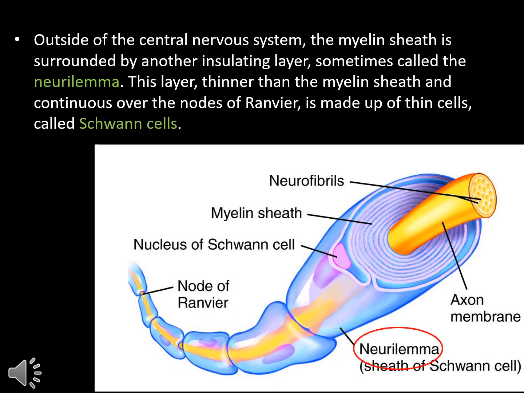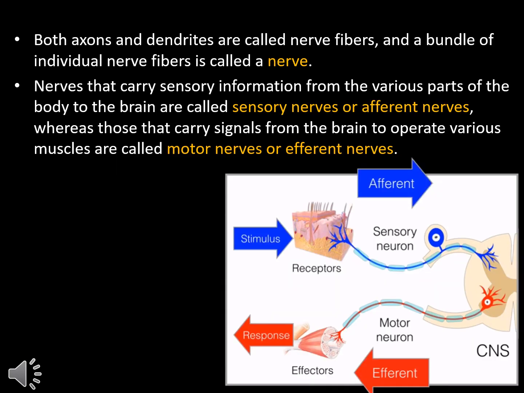Outside of the central nervous system, the myelin sheath is surrounded by another insulating layer called neurilemma. This layer is thinner than the myelin sheath and continuous over the nodes of Ranvier. It is made up of thin cells called Schwann cells. Both axons and dendrites are called nerve fibers, and a bundle of individual nerve fibers is called a nerve.